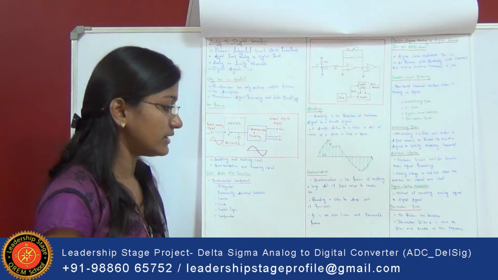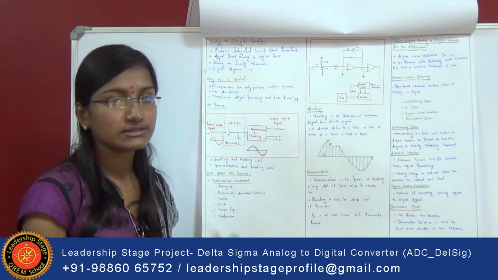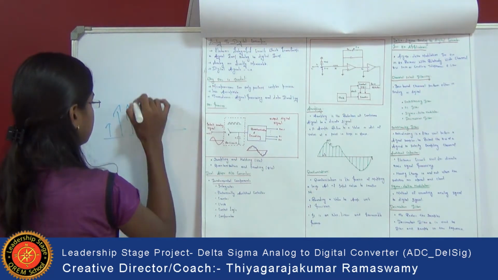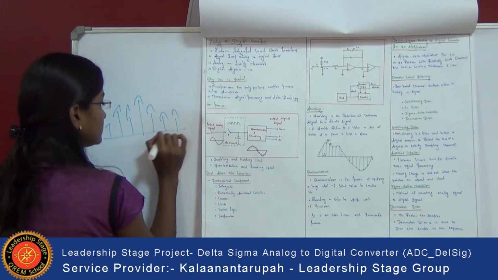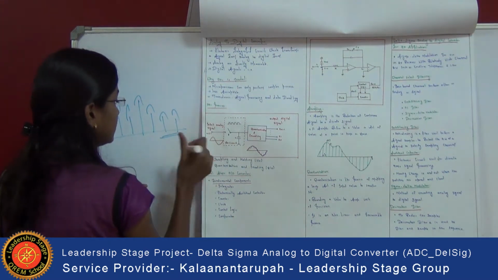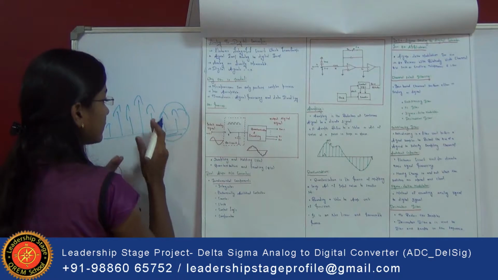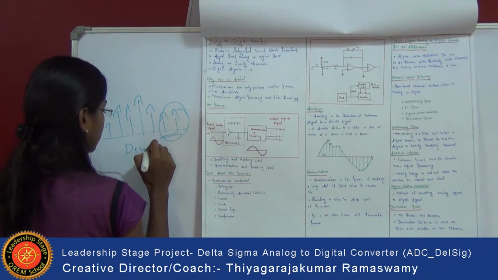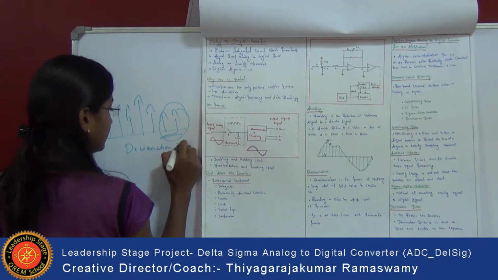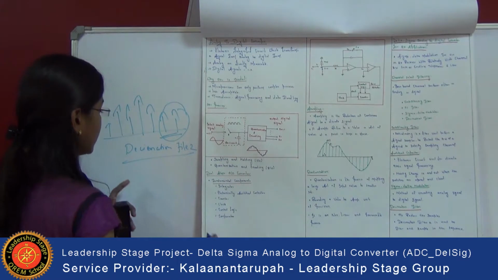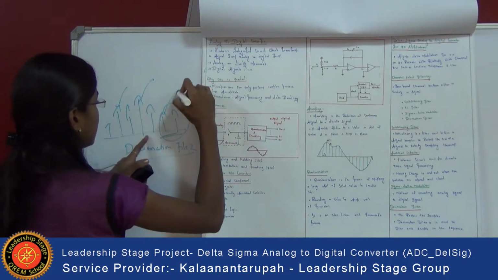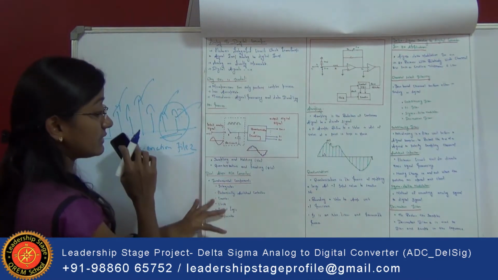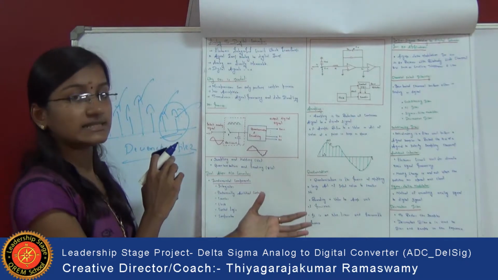And next is the decimation filter. This decimation filter is used to reduce the samples. For example, if you have a large number of samples, then by using this decimation filter, we are going to discard some of these samples. If you take decimation filter 2, then the even-numbered samples get removed. That is why for reducing the samples, we are going to use this decimation filter.